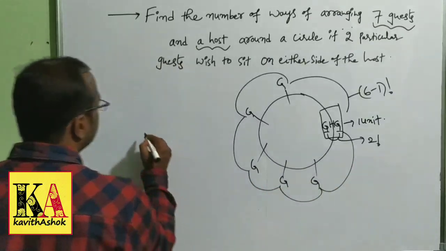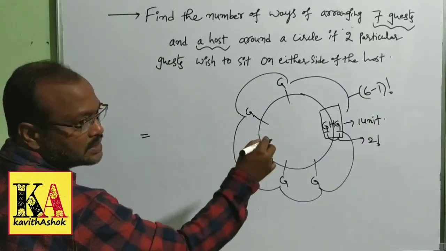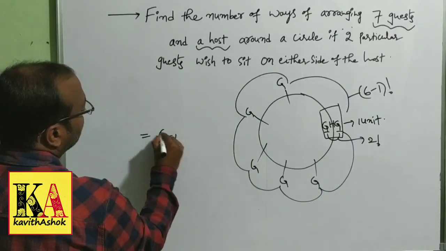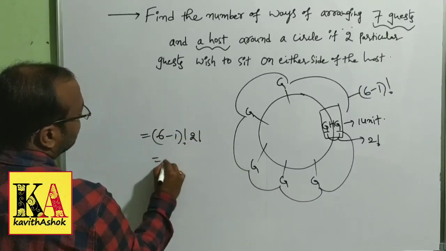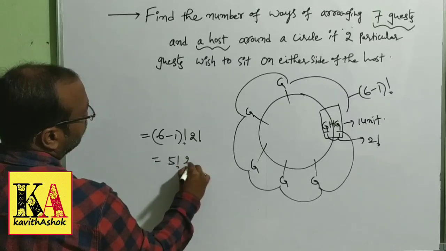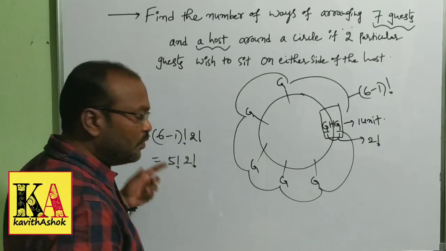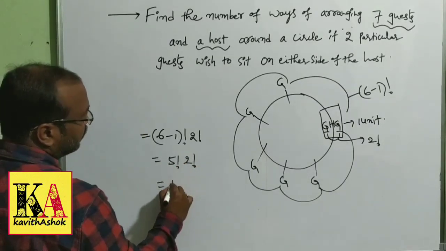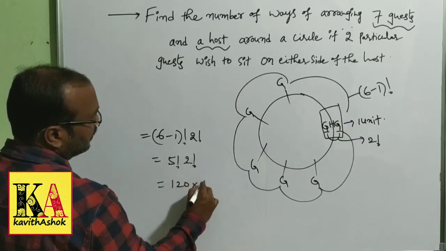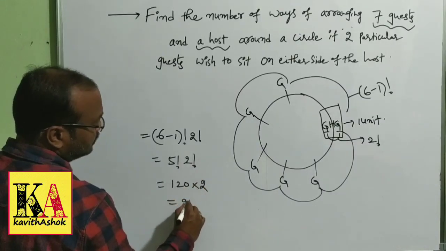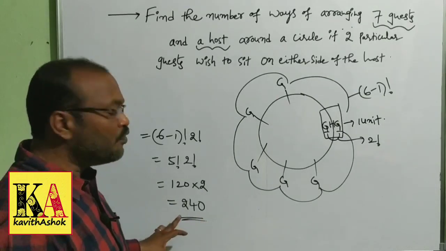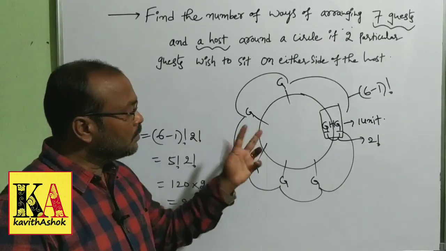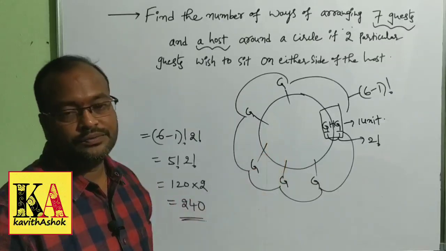By the fundamental principle, the number of circular permutations will be 6 minus 1 factorial into 2 factorial. So the answer will be 5 factorial into 2 factorial. It is enough; if you want to calculate, we can calculate. 5 factorial is 120, 2 factorial is 2, so the total becomes 240. So 240 ways they can sit either side of the host.